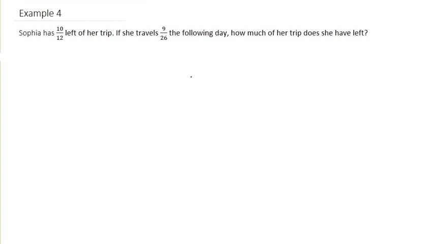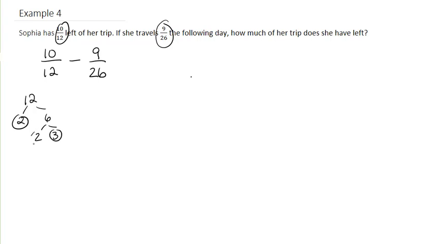Example 4. Sophia has 10 twelfths left of her trip. If she travels 9 twenty-sixths the following day, how much of her trip does she have left? So for this, we're going to have a subtraction problem. And we're going to take this number and subtract it by this number. So here we have 10 over 12 minus 9 over 26. So our first step is to take the prime factorization of both the 12 and the 26. So 12 can be broken down into 2 and 6, and then 6 into 2 and 3. Now 26 can be broken down into 2 and 13.